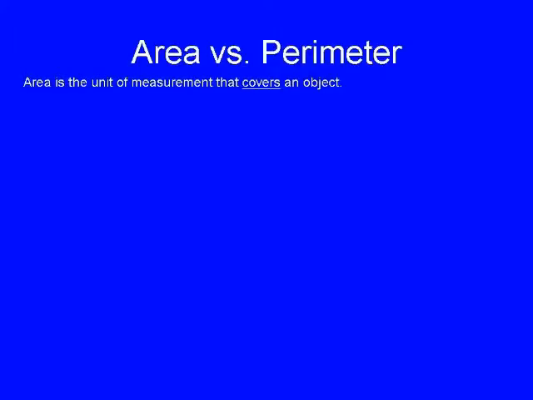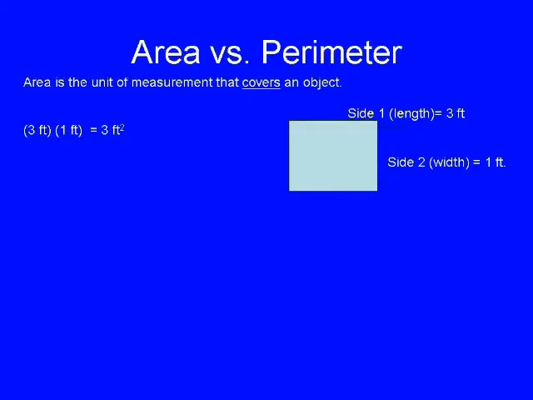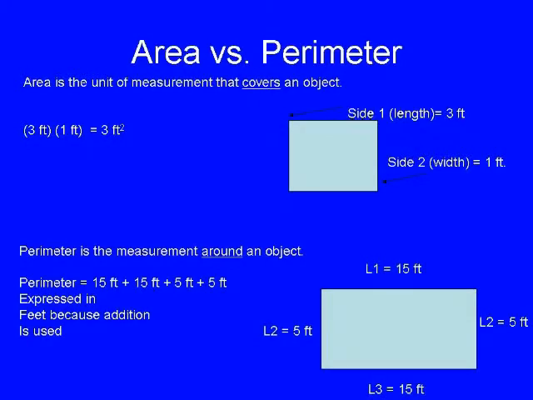Let's spend a moment and review what we've learned so far. Area versus perimeter. Area is the unit of measurement that covers an object, such as in this example here. Perimeter is a measurement around an object. Remember that perimeter is expressed in feet because we're adding the sides of the rectangle or the square, and area is going to be expressed in feet squared because we're multiplying.